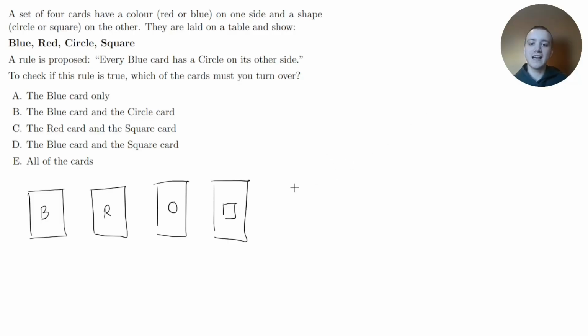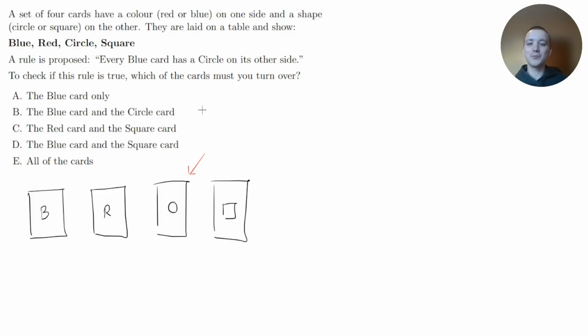Every blue card has a circle on its other side. And the question is asking, to check whether this rule is true, which of the cards do we need to turn over? Now, there is a really common mistake that students tend to make, which is thinking that we need to turn over this card, the one with a circle on it. And that's because this statement is suggesting some kind of link between cards which have the color blue and cards which have a circle, but we actually don't need to.